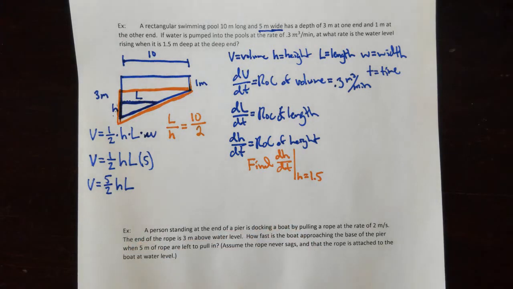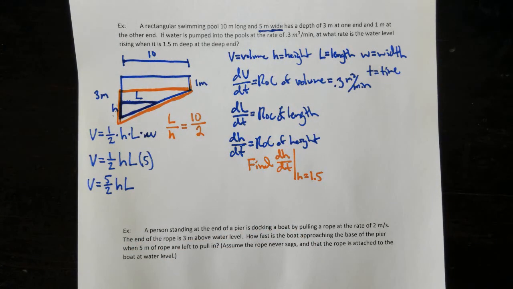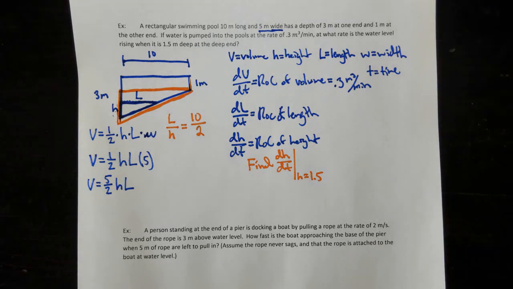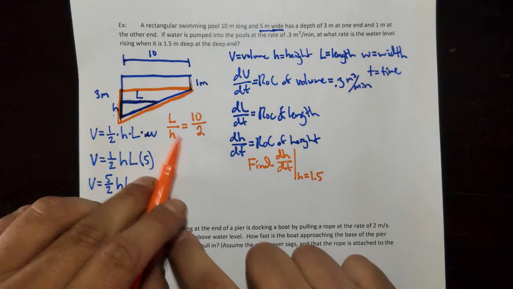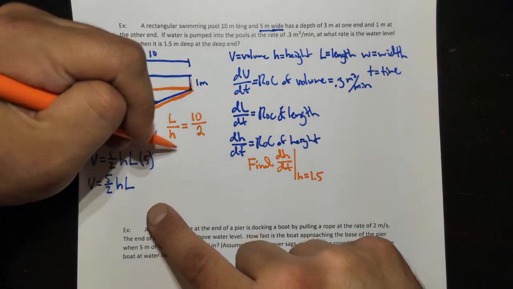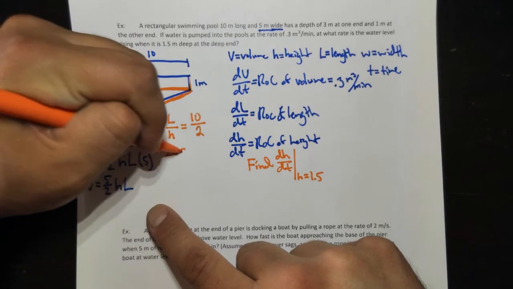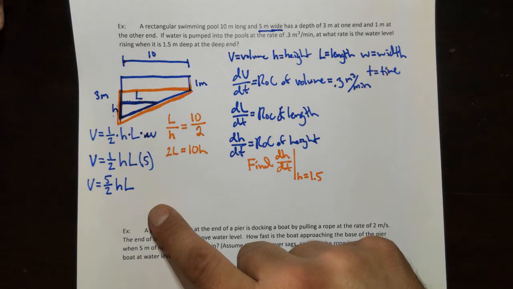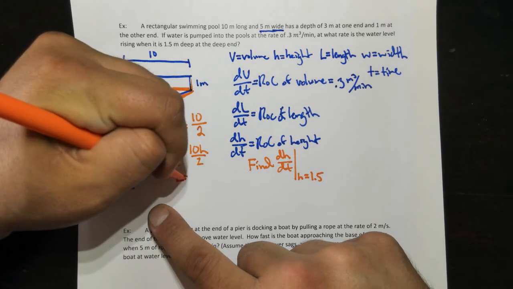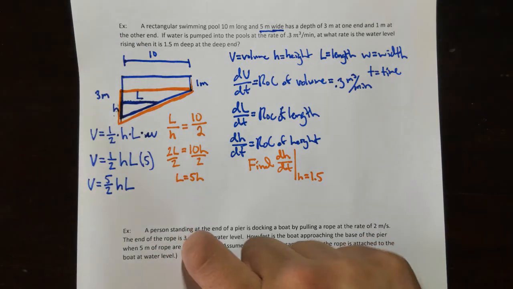Awesome. Now let's solve for L. Because what we want to do is get rid of the L. We're not given an L. We want it all in terms of height if we can. In this case, we can. That's why we made this similarity statement. So we're going to cross multiply here. So 2L is equal to 10H. And then we're going to divide by 2. So L is equal to 5H.